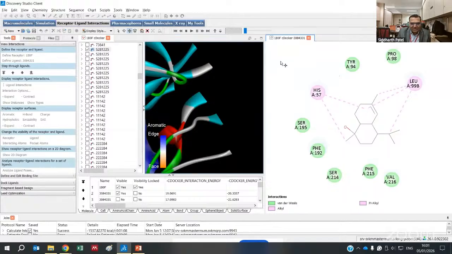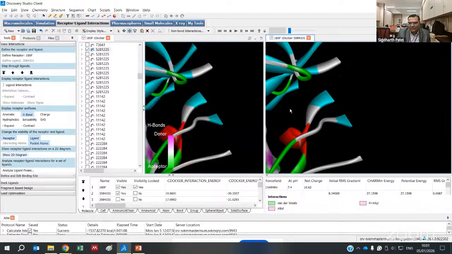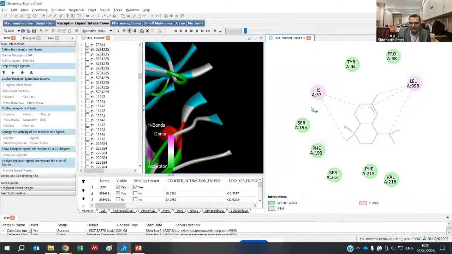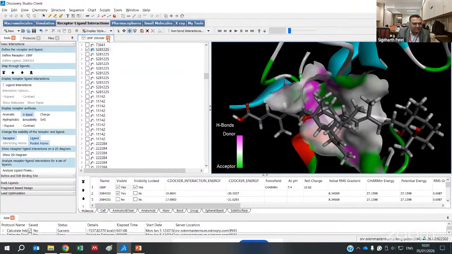If I am not interested in the aromatic structure, let's say I am interested in hydrogen bonding, then also the same thing. We have to select it and then we will check the 2D diagram. Again, histidine and leucine, they are affecting hydrogen bonds. So this is how we can see 3D and 2D effects of the components. And this is the docking parameter.